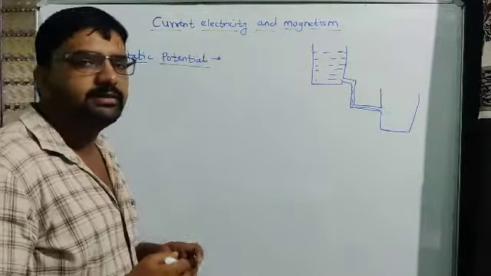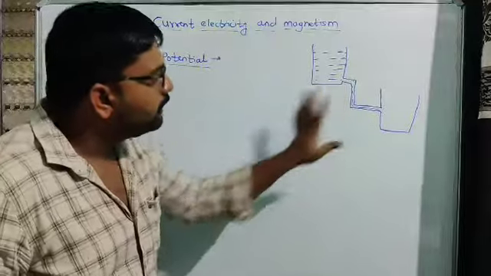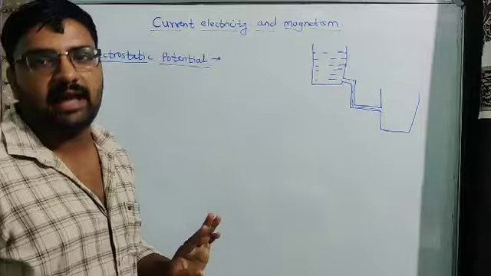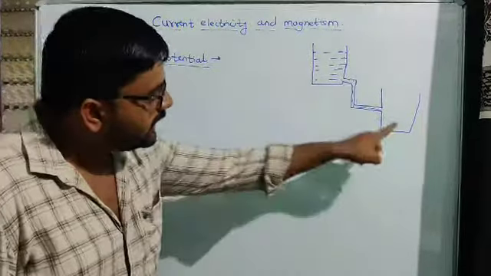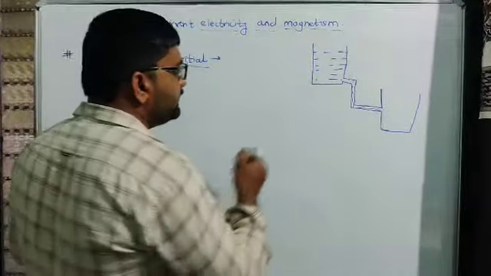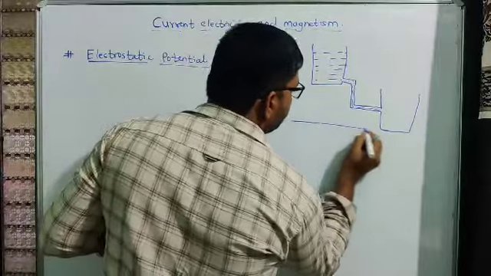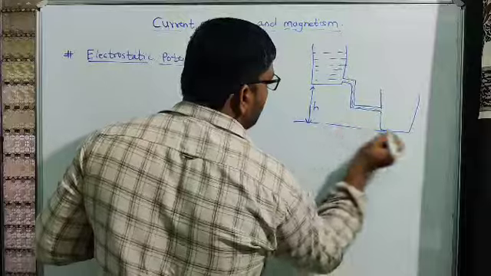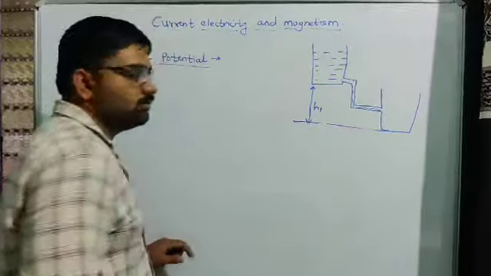Simply, we know water will fall from this tank to this tank. This is at a higher height, suppose this is our ground, so it is at higher height h1, and this one is present on the ground.